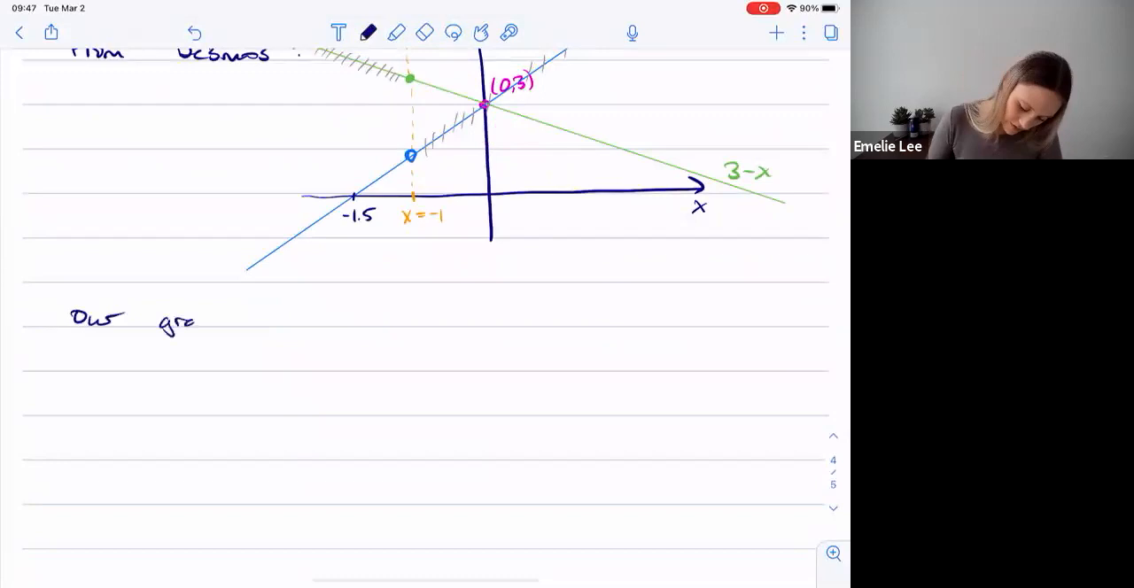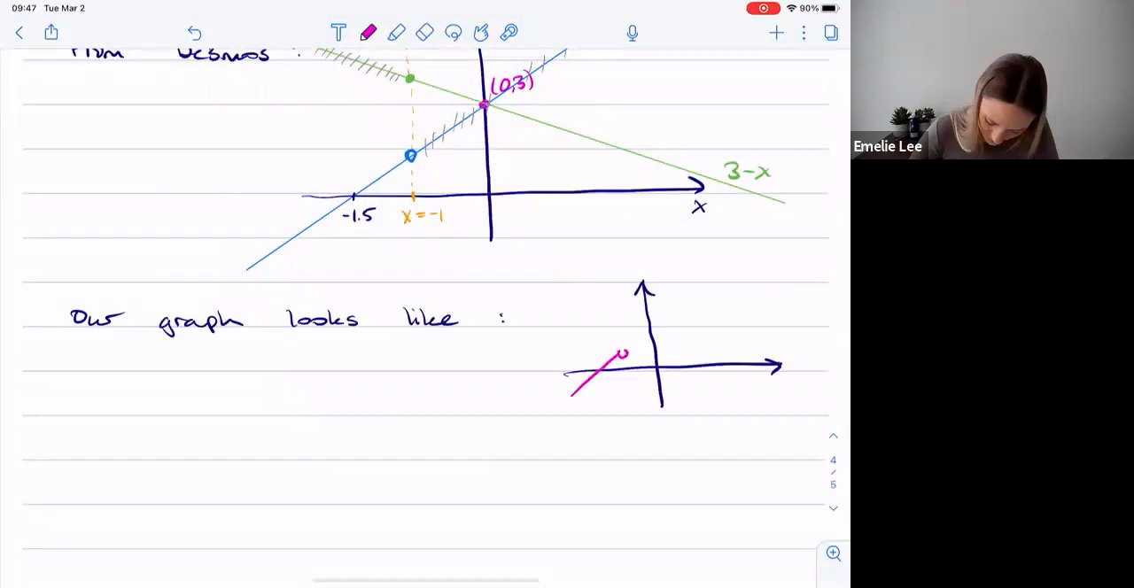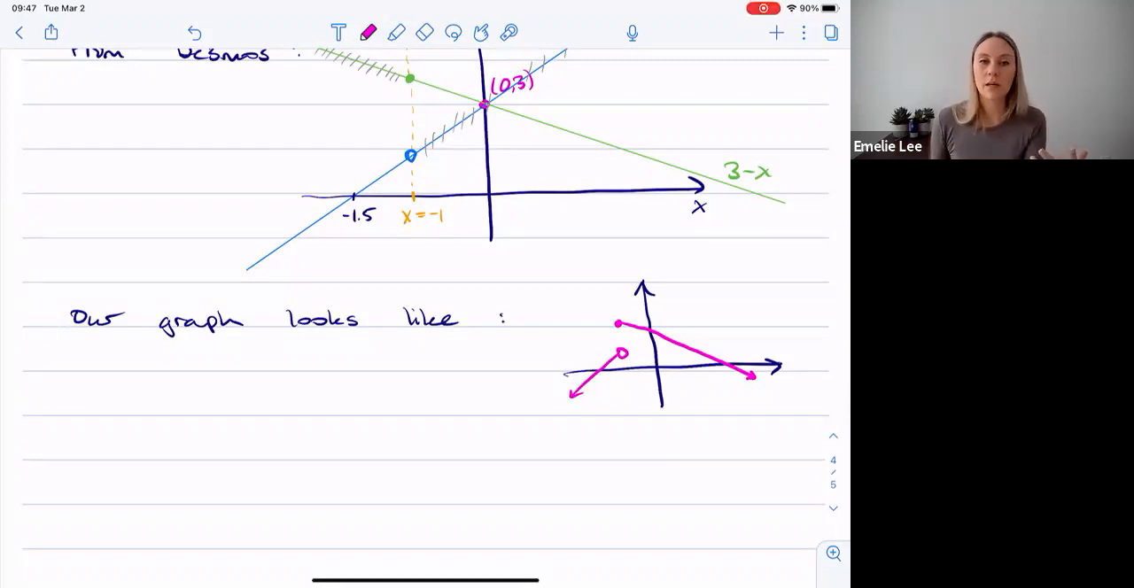So our graph looks like this. And of course, you don't need the arrows, but they do keep going here. Okay. And this is at negative 1. So this is what our piecewise defined function looks like. And you can tell, right, these are little pieces. And so it's a piecewise defined function.